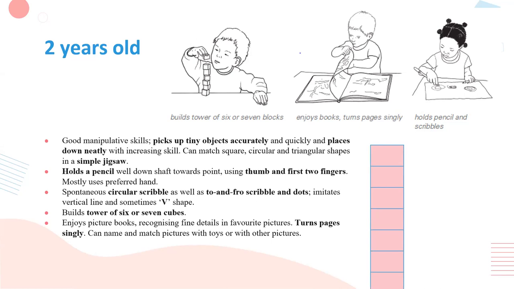They first grasp the crayon using palmar grasp, and then using mid and upper shaft. And at this stage, they started to hold the pencil at the down shaft towards the point. Okay, and also they will be able to draw circular scribble or to and fro scribble and dots. And also they might imitate a V shape or vertical lines. And they may be able to build the tower of 6 or 7 cubes.